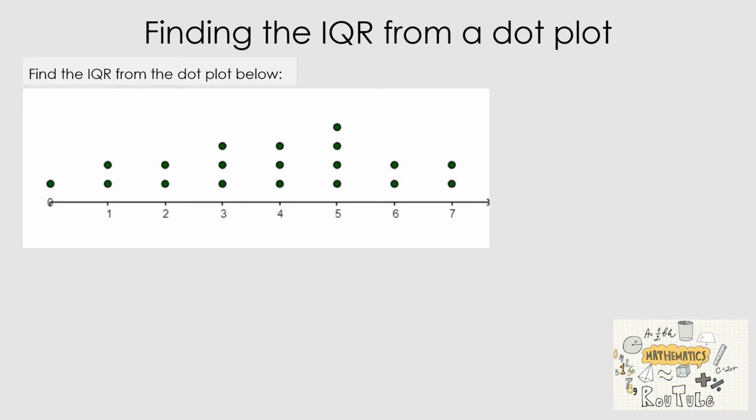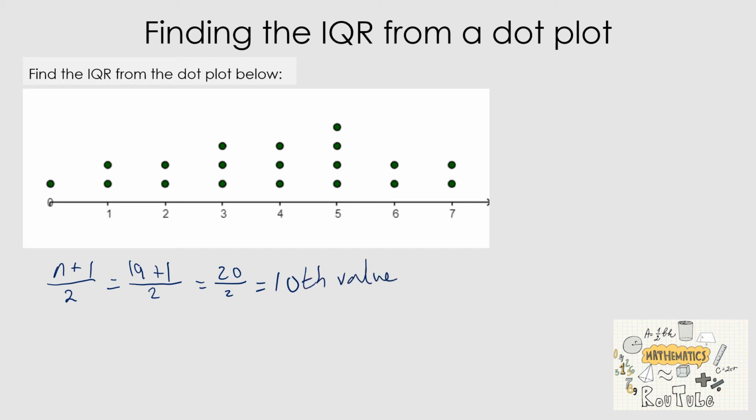All right, let's have a go at finding the interquartile range, the IQR, from a dot plot. Find the IQR from the dot plot below. As the values are already in ascending order, we can proceed to find the median first of all. Remember, to calculate the median, it's n plus 1 over 2, where n is, as always, the number of values in the data set, which is 19. So 19 plus 1 over 2 is 20 over 2, which is 10. So the median is the 10th value, which we'll write there.